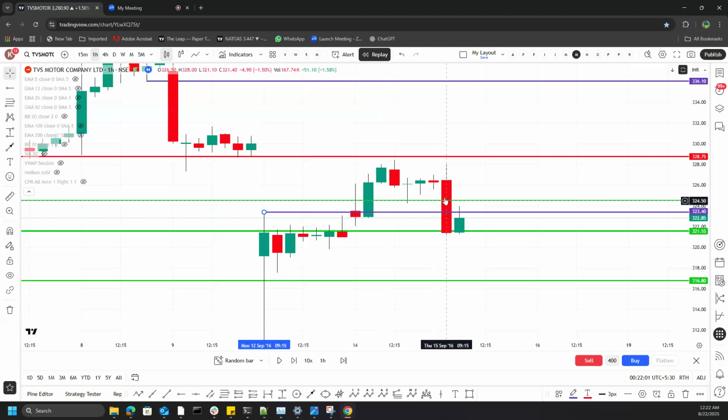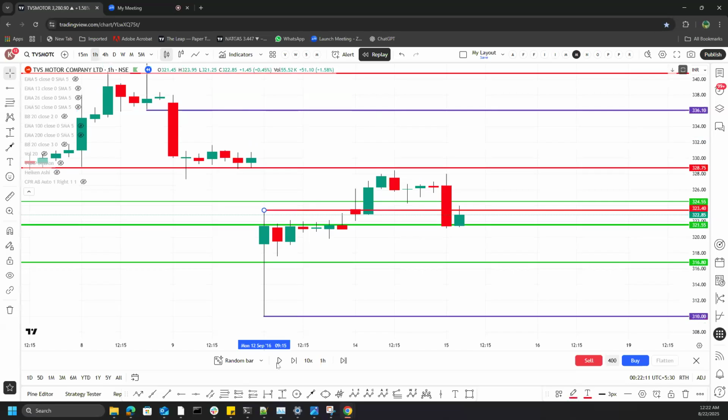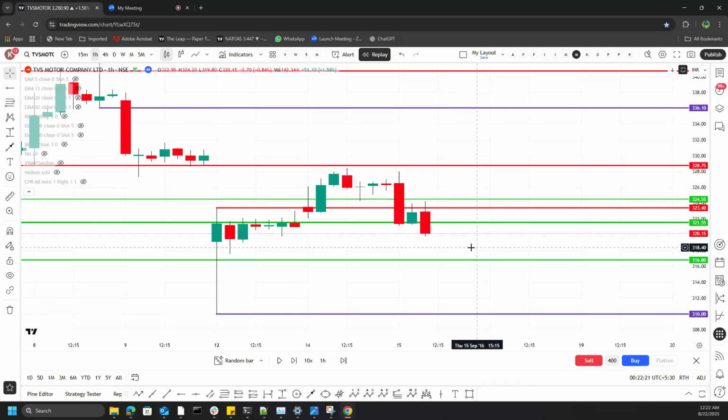And one more thing, once this candle has been broken down, ideally this is a resistance. Whenever it is broken out, it is a support. Whenever it is broken down, for me it is a resistance. Let's see what happens in the next candle. Okay, so if you see, this candle high is a huge resistance, right? So let's see what happens now.